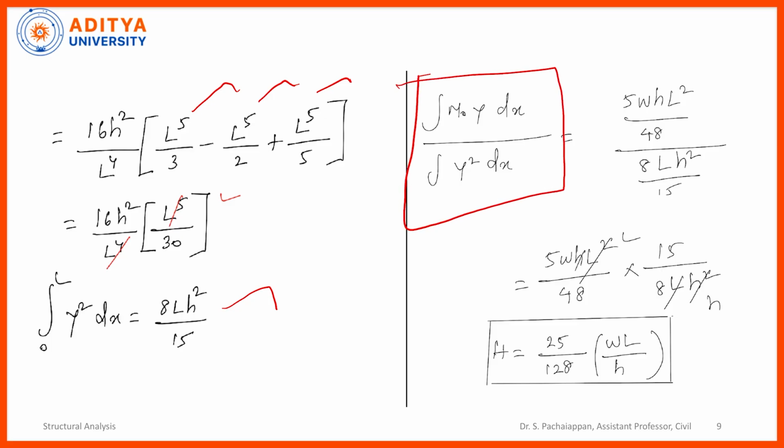So we calculated the integral of m naught y dx, and then we calculated the integral of y square dx. Putting both the values and substituting in the formula, I am just reversing this value for cancelling. Then the L and L will get cancelled, so we have remaining 1 L, and the h and h will get cancelled. Here h square is there, so we have a remaining h. Upon simplifying this using the calculator, you will be getting 25 divided by 128 into WL by h. So this is the horizontal thrust of the two-hinged arch when it is subjected to a point load at the center.